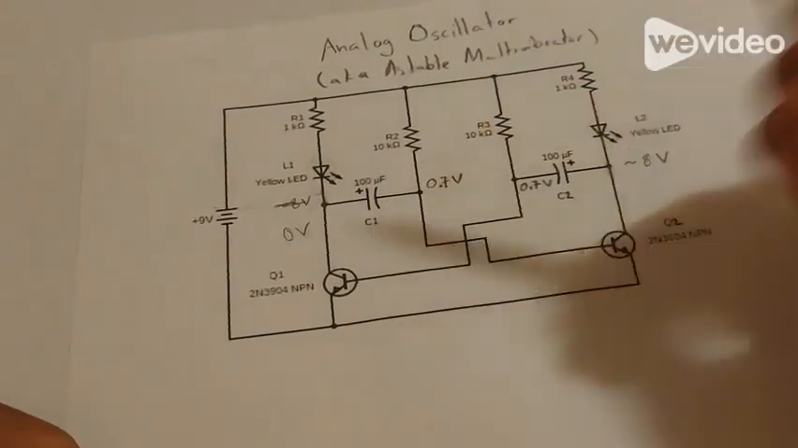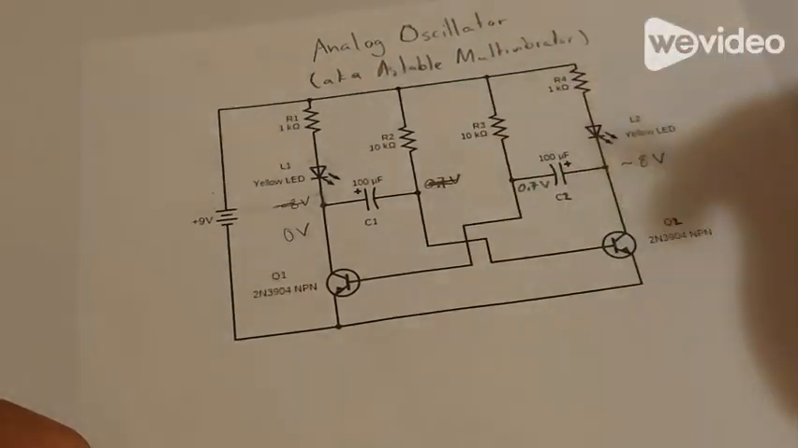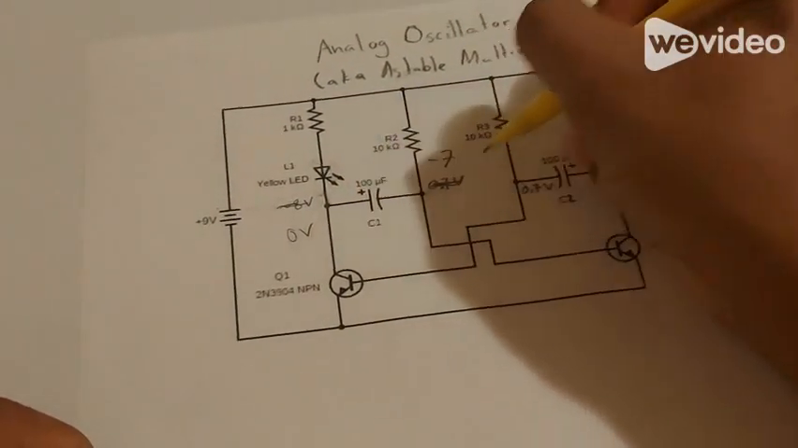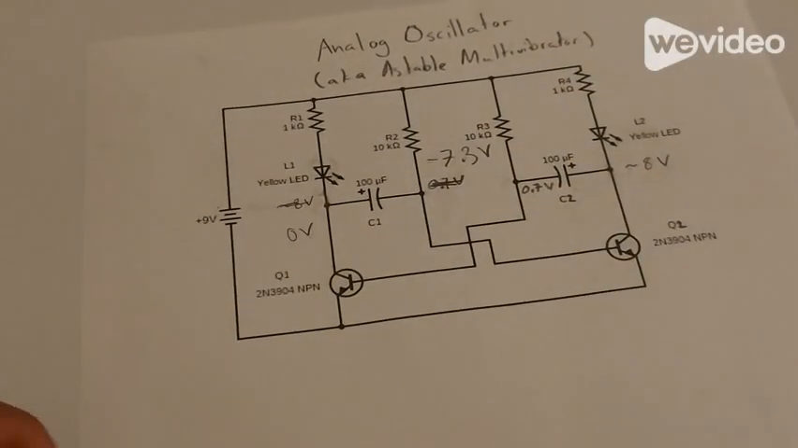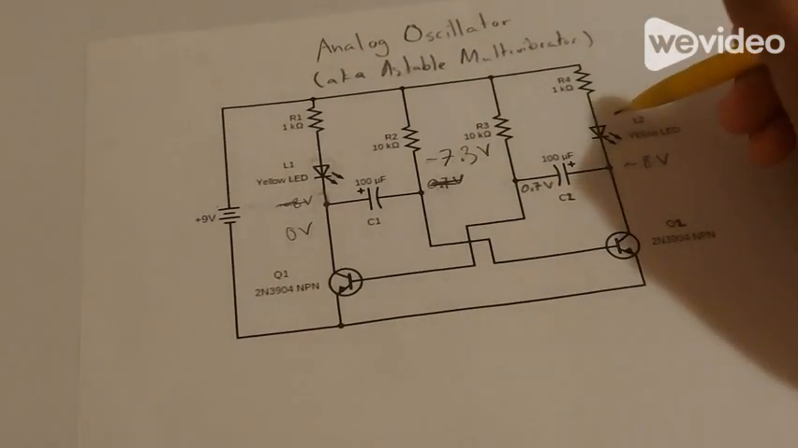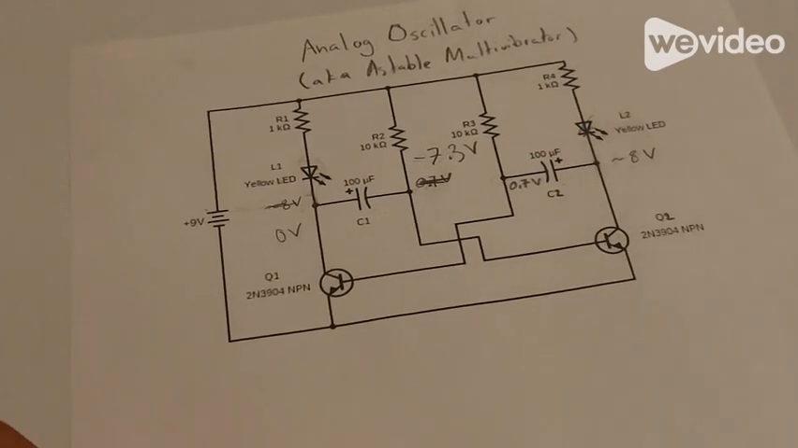And since the internal charge cannot change, that means the 0.7 volts on the negative lead now becomes negative 7.3 volts, which turns off this first LED. The cycle repeats and the oscillation of the circuit happens.